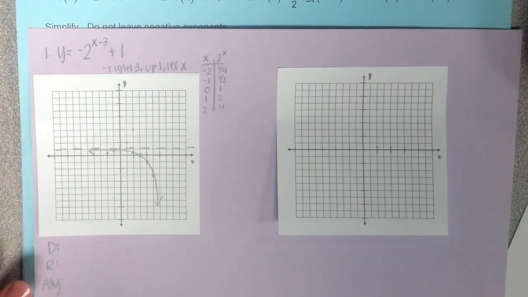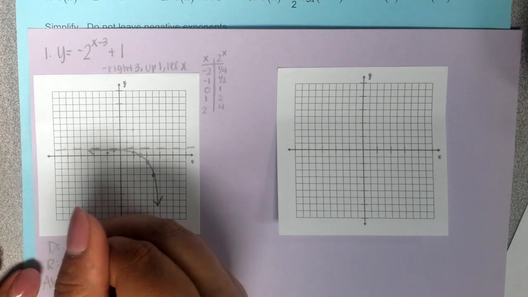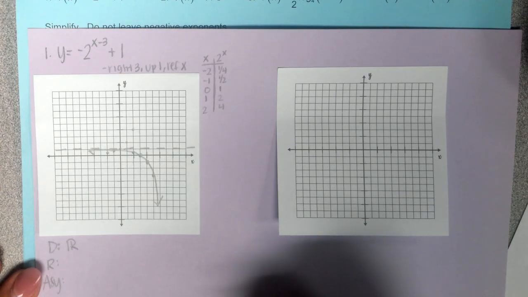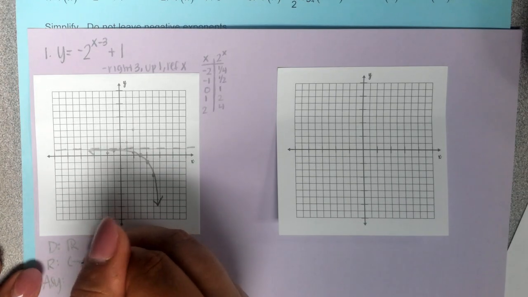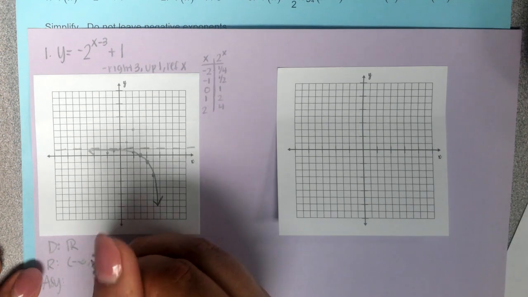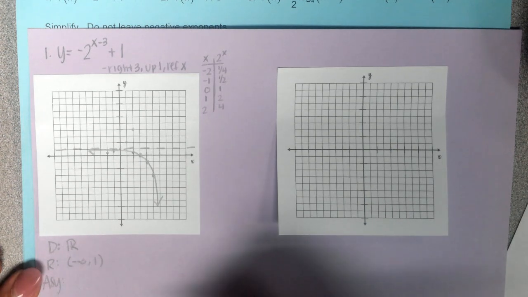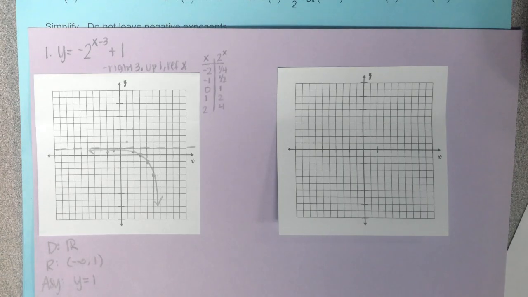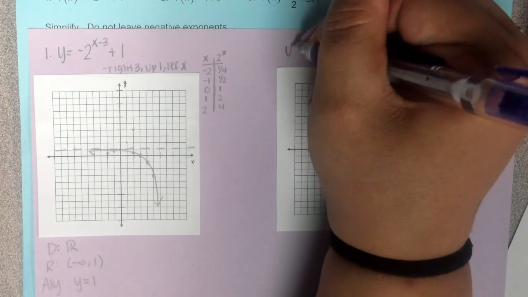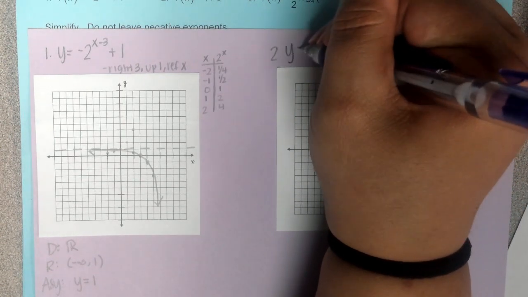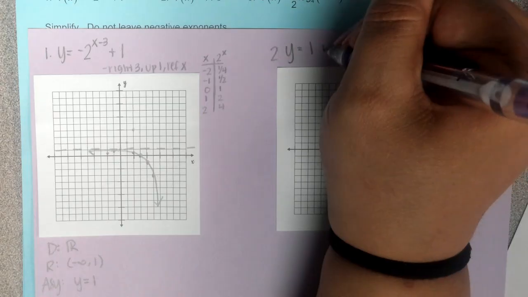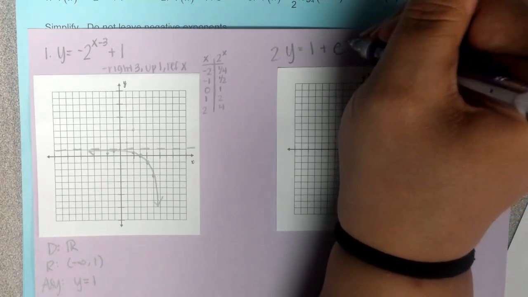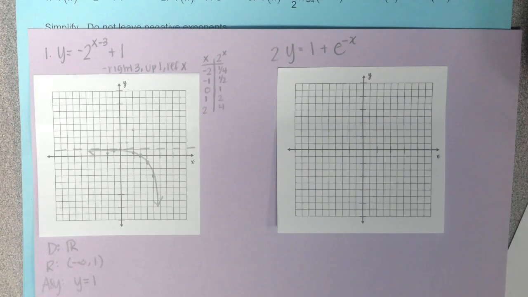What's my domain? All real numbers. What's my range? Negative infinity to 1. And where is the asymptote at? Y equals 1. Do I have any questions about how to do number 1? I am not going to do number 2. I mean, I could, but I'm not going to do number 2 strictly because you are not going to have an E question on your test.